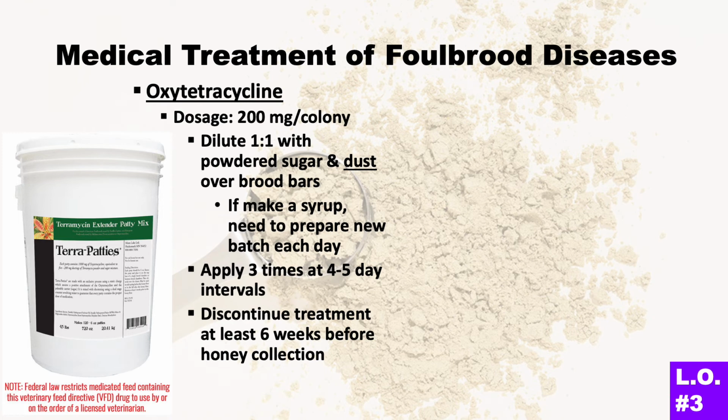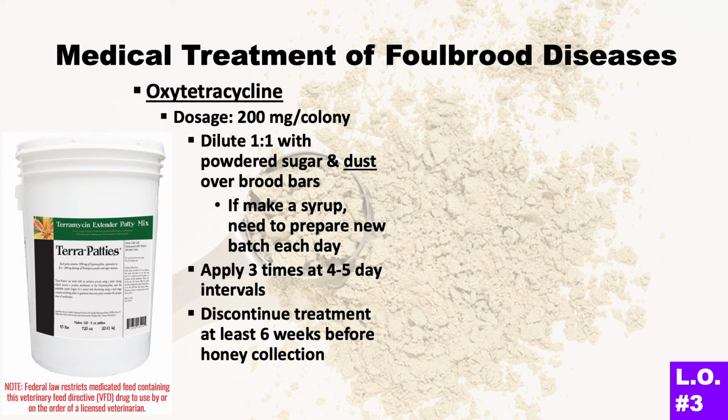There are 3 antibiotics that are labeled for use in honeybees for either the control of American foul brood or the treatment of European foul brood. The one that's used most commonly is oxytetracycline. The dosage is listed here, but it will also be included in the booklet that I'll be providing to you during our one-on-one meeting and frame examination.